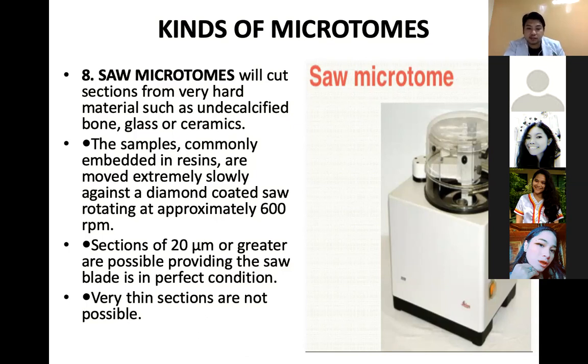Very thin sections are not possible because our saw microtomes are designed to section very hard samples, such as undecalcified bones. So thin sections are not possible.